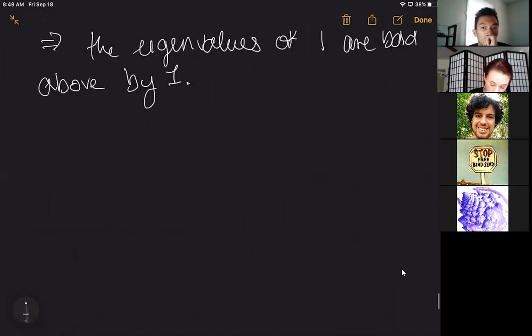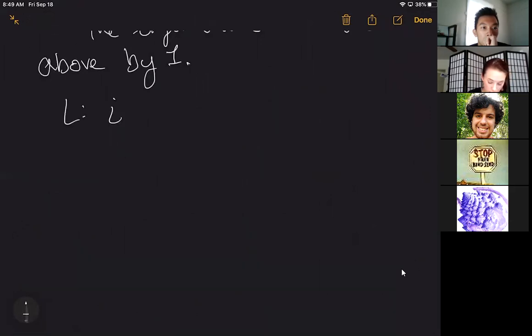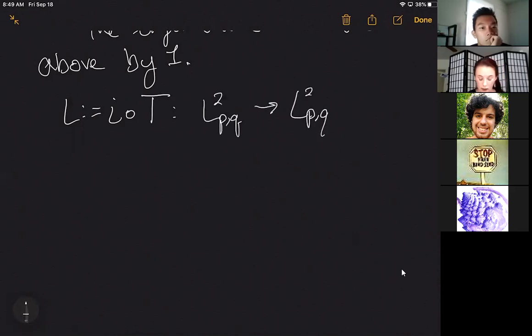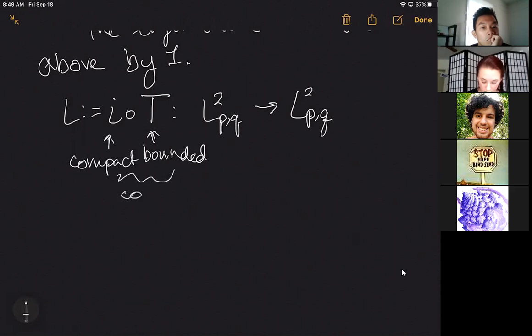Now we define an operator L to be the composition of our inclusion with T, which maps from L2 to L2. And this is a bounded operator. So T is bounded and I is compact. And together, L is compact. So this implies that L is compact. And L is also self-adjoint.